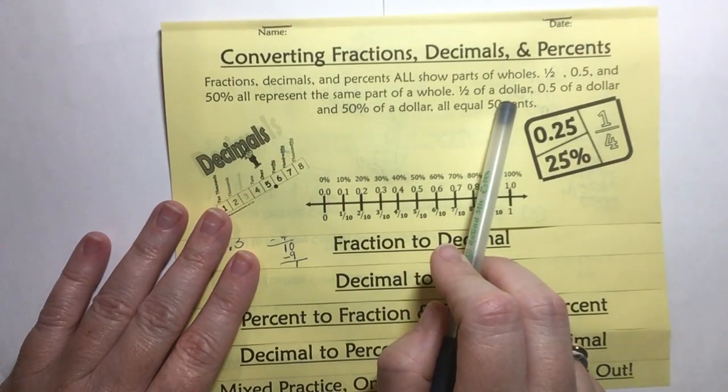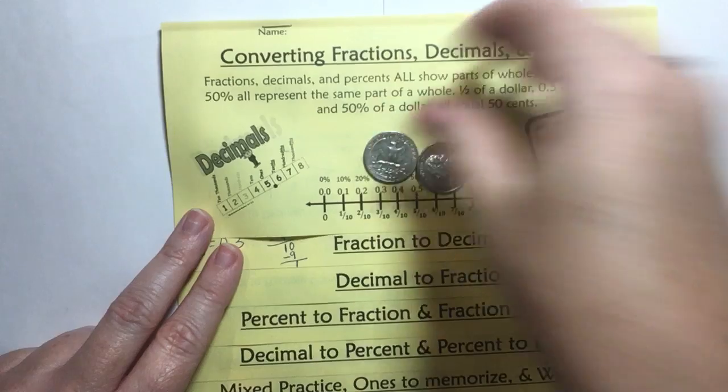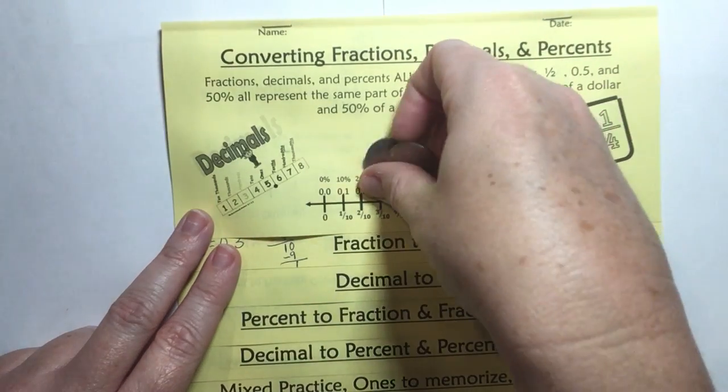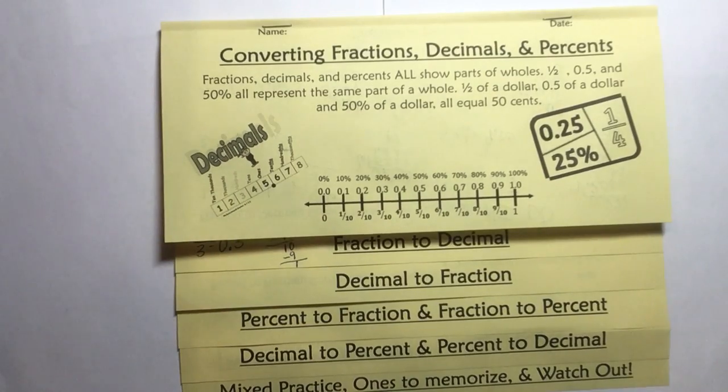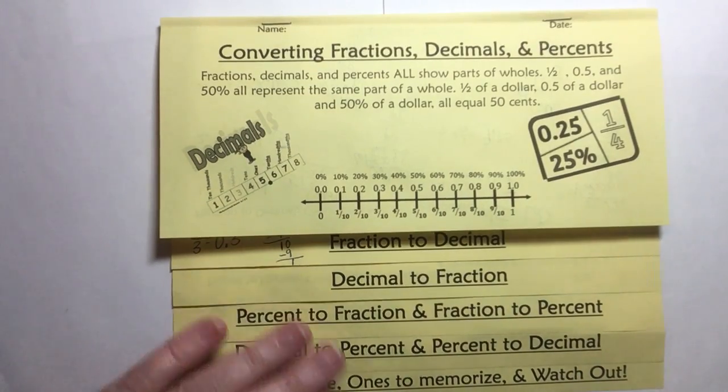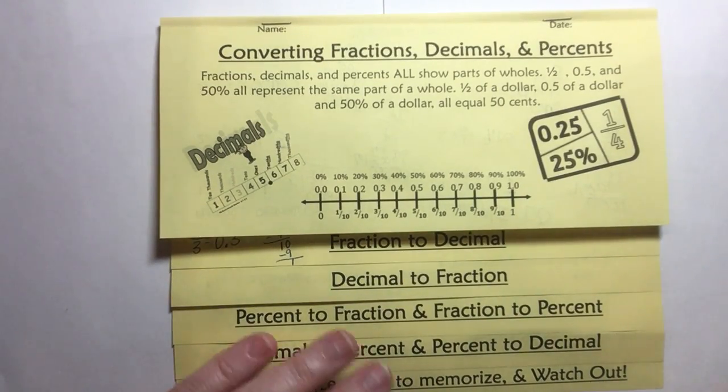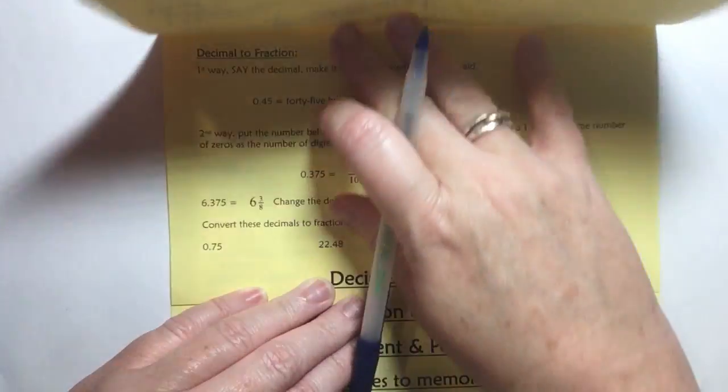So half of a dollar, 50 cents. 50% of a dollar, 50 cents. 5/10 of a dollar, 50 cents. That half, 5/10, and 50% all represent the same thing. So we need to know how to convert and change these things back and forth, really, to make the math as easy as we can for ourselves.